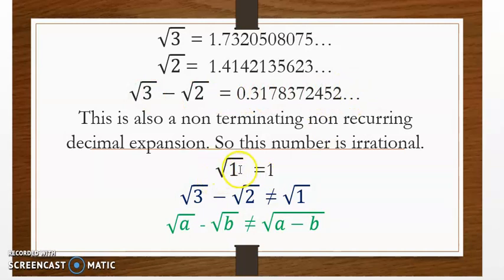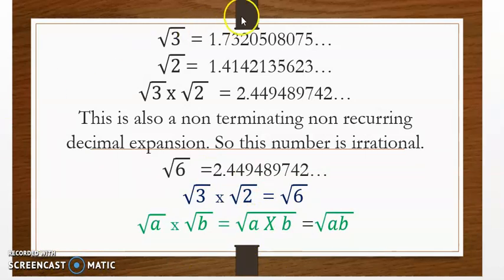But root 1 square is 1, so root 1 is 1. So root 3 minus root 2 is not equal to root 1. That is, if we have two positive numbers a and b, then root a minus root b is never equal to root of a minus b.